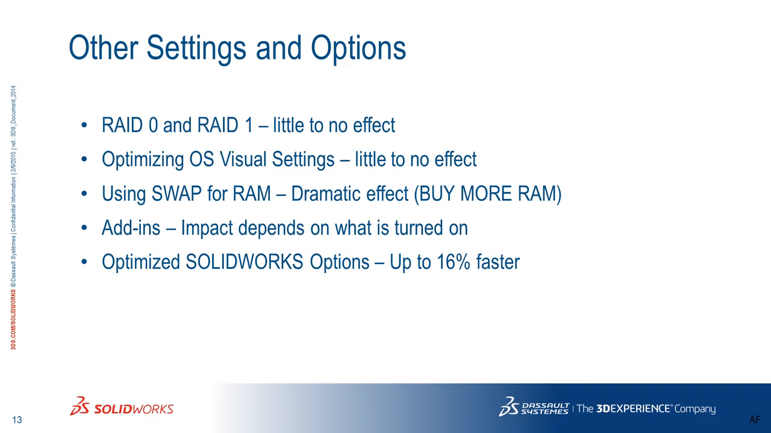Optimizing the OS visual settings, some stuff in Microsoft Windows to turn off some of the overhead. Now that we've moved from the 32-bit world into the 64-bit world and we get all that RAM that comes along with that, it doesn't make a bit of difference anymore. There's nothing that we can tell you to turn off. It's just not worth the effort.